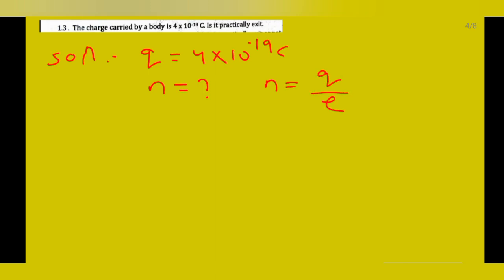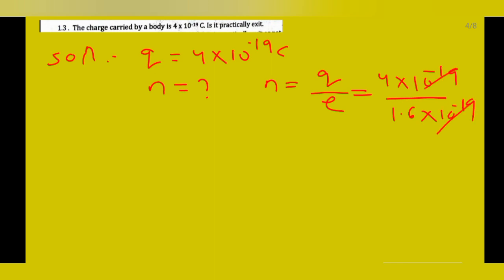So the third question was: the charge carried by a body is 4 into 10 to the power minus 19 coulomb. Will it practically exist or not? So what was given? Q is 4 into 10 to the power minus 19 coulomb. So we have to see whether this charge will practically exist or not. First let's find the number of electrons. The formula for the number of electrons is Q by e. Q is given here as 4 into 10 to the power minus 19, and e we know is 1.6 into 10 to the power minus 19 coulomb.